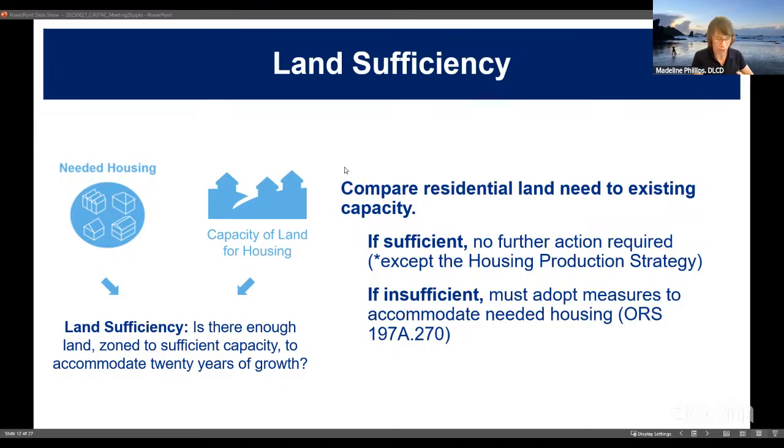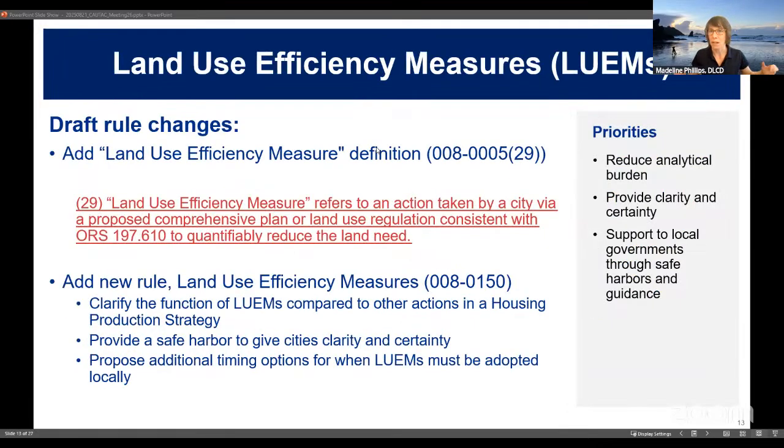So again, getting back to the characteristics, types, and locations that housing may be needed or declared to be needed in the contextualized housing need may merit land use efficiency measures, which is a new or different step in the work that we're looking at here in Division 8. If a community finds that they have insufficient amounts of land, then they must adopt measures to accommodate needed housing, and that's 197A.270.